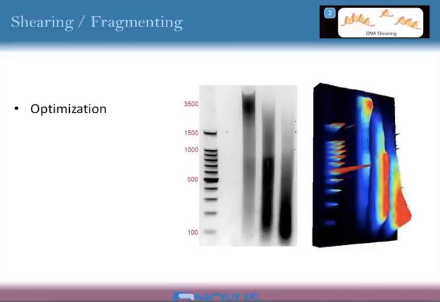If we look at a 3D spectral graph of the exact same gel here, it really, really shows the differences between the shearing states here, where we have our under-sheared DNA grouped up here at 3,500, our over-sheared peaking down here at 100 to 200, and then here we see a nice even fragment smear between 100 and 1,000 base pairs here in our second plane.